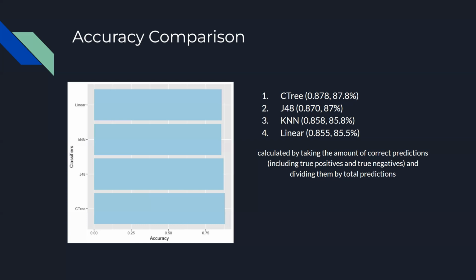Then we have J48, which is at 87%. Then we have KNN just a bit below that, which is 85.8, and similarly linear is at 85.5%.